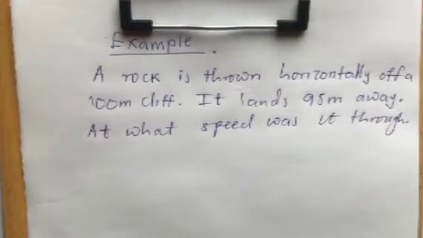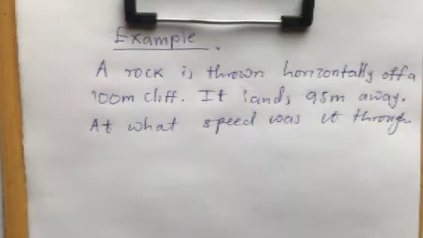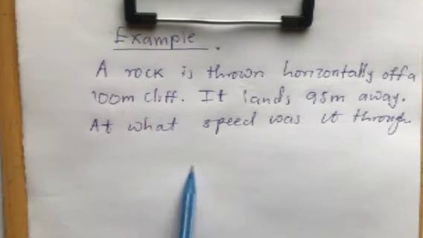Okay, so welcome to this video where we are going to solve a question based on projectile motion. So this question goes like this. A rock is thrown horizontally off a 100 meters cliff. It lands 95 meters away. At what speed was it thrown?